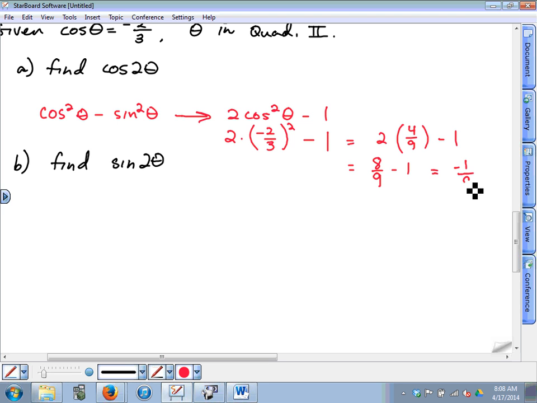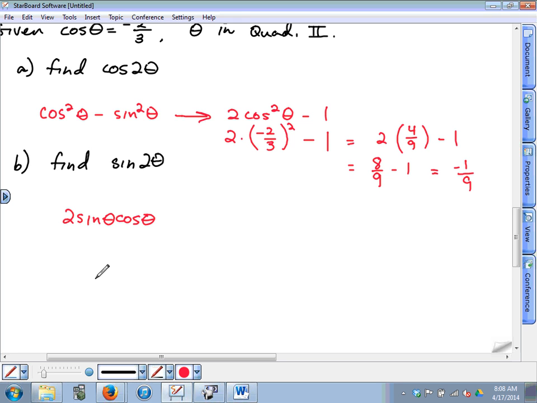It's negative. It's negative 1/9. So we were able to evaluate this without having to find another trig function. We just used cosine. I don't think we can get away with that for part B, because the sine of 2 theta, what's the identity for that? 2 sine theta cosine of theta.